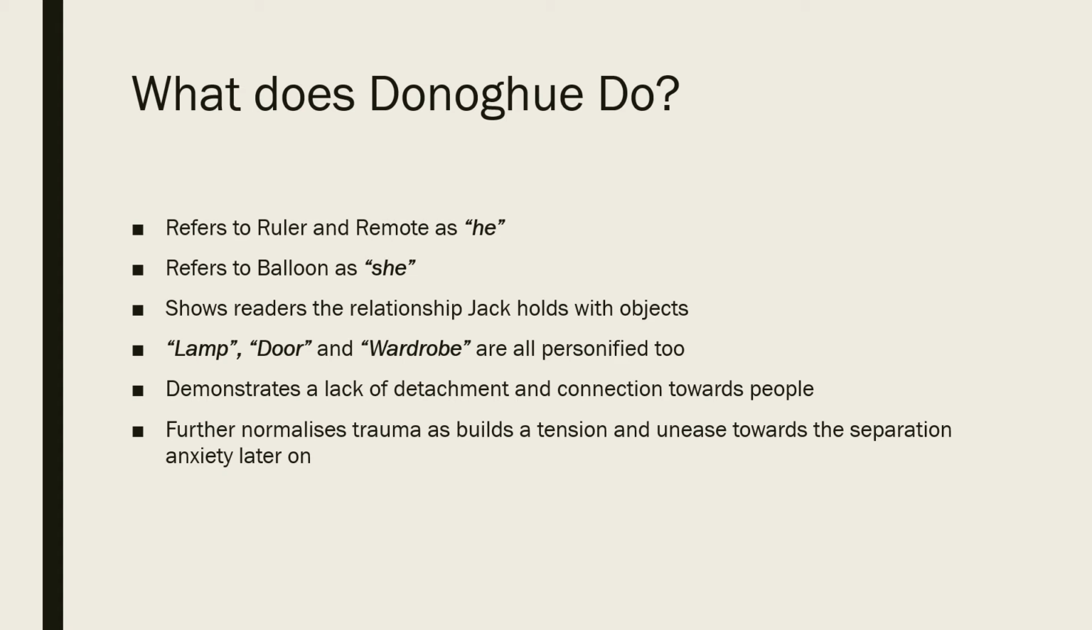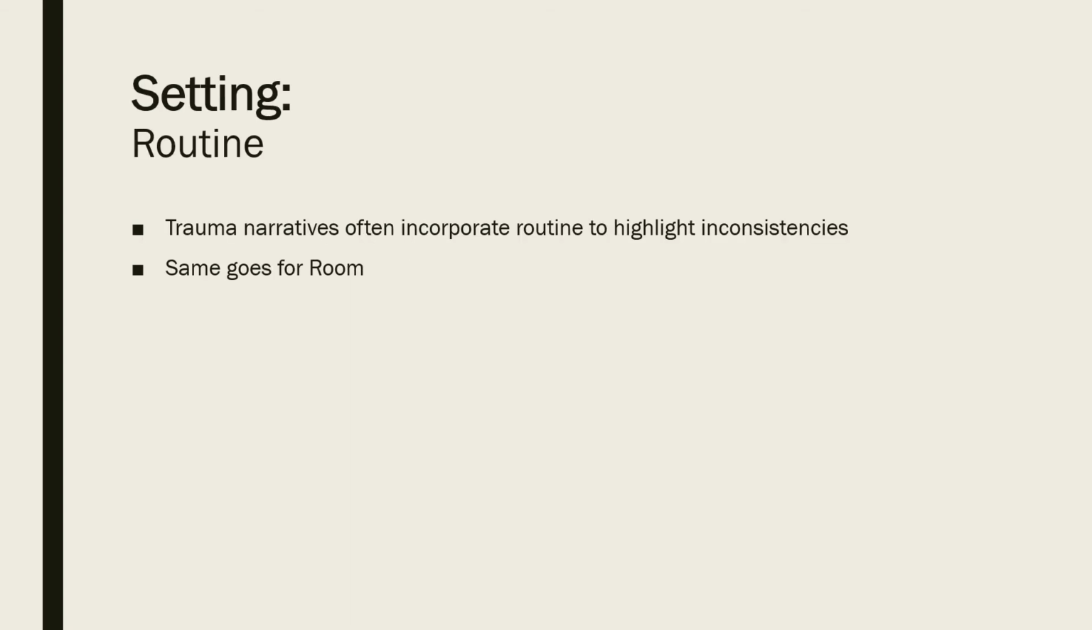By creating a character which holds such a close relationship with objects, Donoghue is able to normalize their trauma, as the character has no outside connections to tell them it is anything but normal. In addition to personified objects, possibly the most recognized technique that Donoghue incorporates in Room is the use of routine.